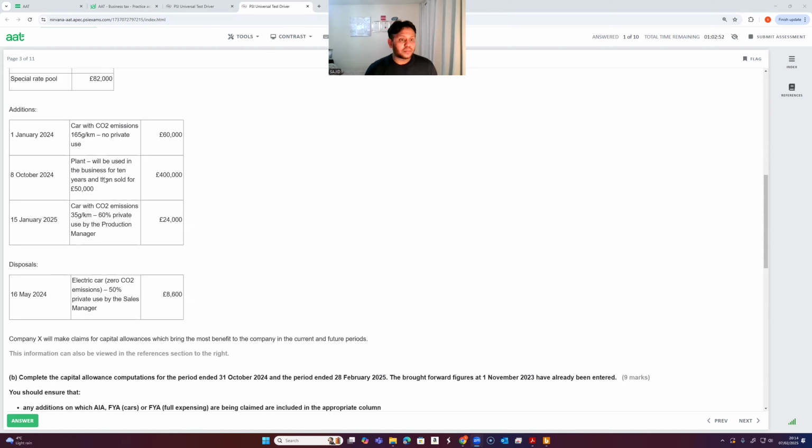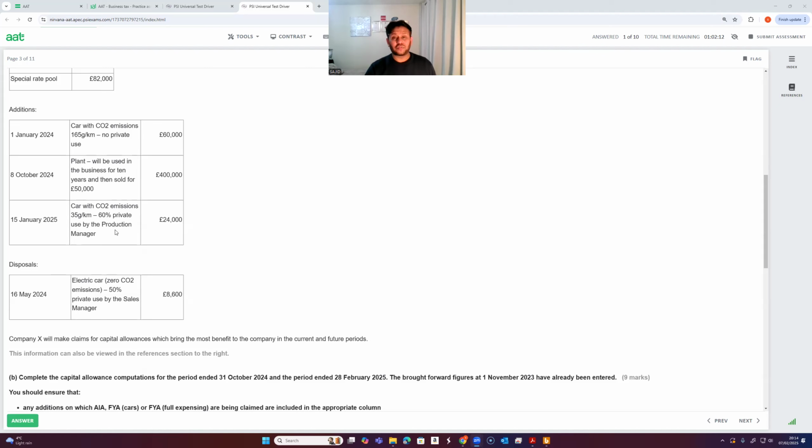8 October 2024, plant will be used in the business for 10 years and sold for 50. That's the plant, 400,000. We have an allowance for 1 million, so we can easily use it. 15 January, car with 35 grams. So this one is less than 50 and 60% private use by the production manager. So that will go to the GP, general pool, because 24,000 we have purchased. That one is basically more than 0 grams and less than 50, so it will go to the general pool. And as I said, it is not a sole trader. It is a limited company, so everything will be with the special rate.